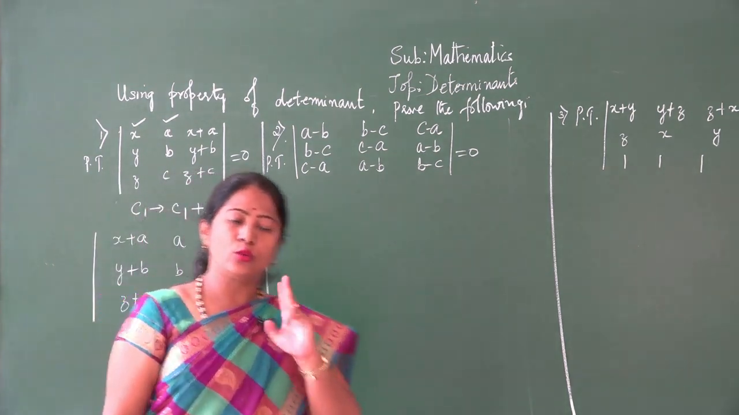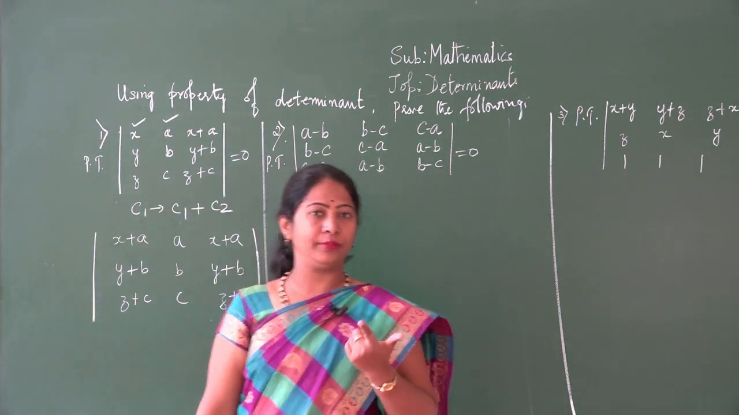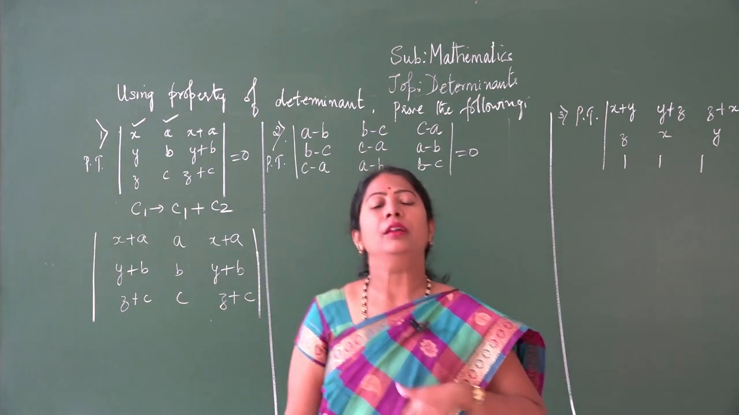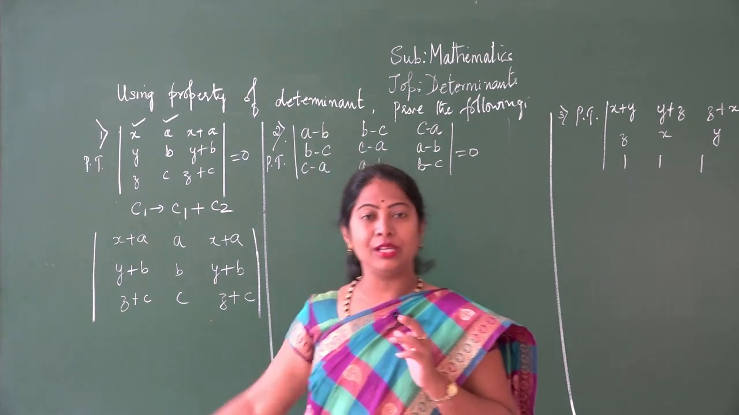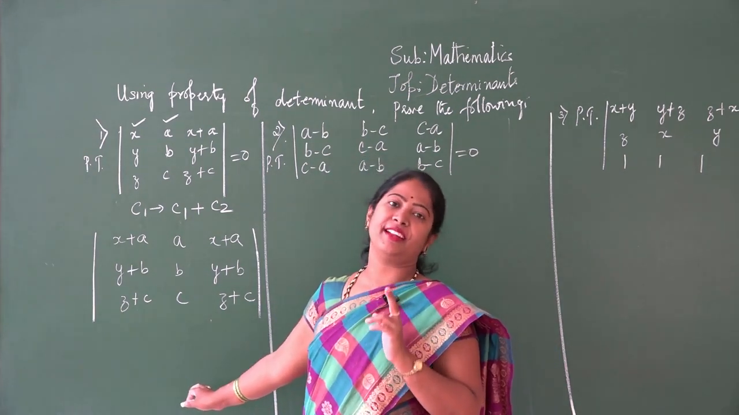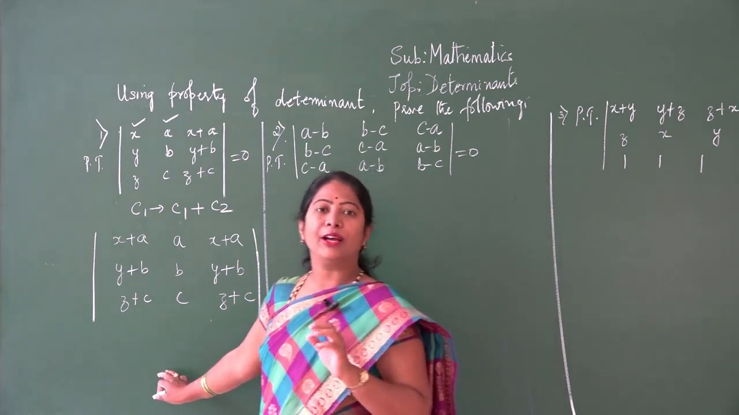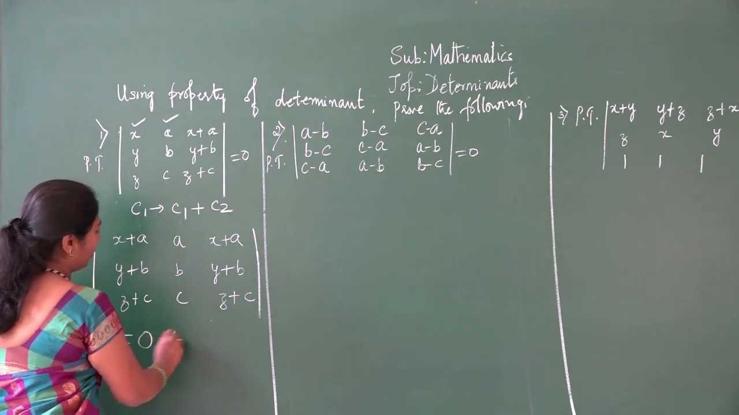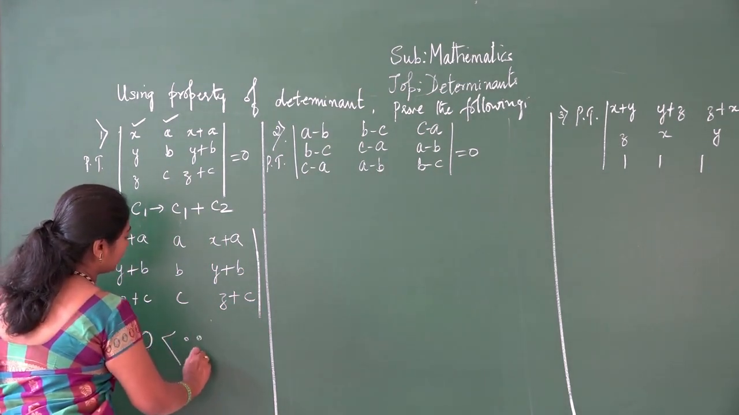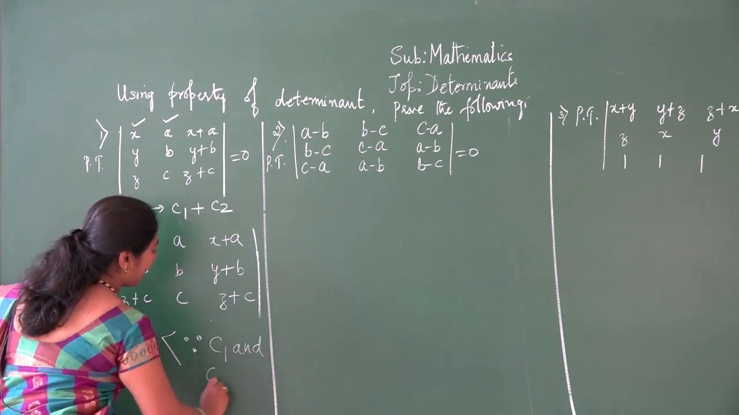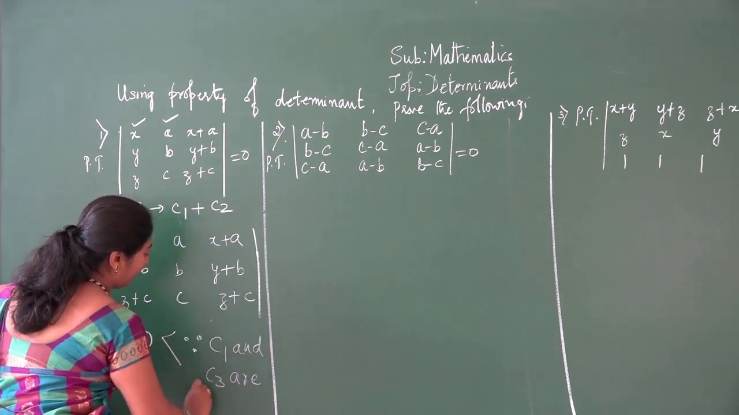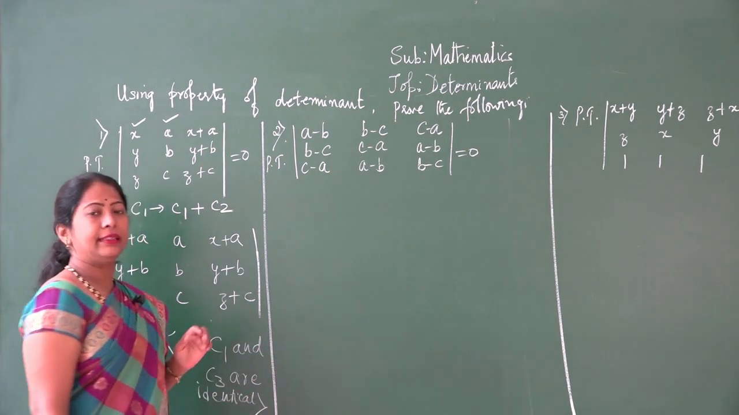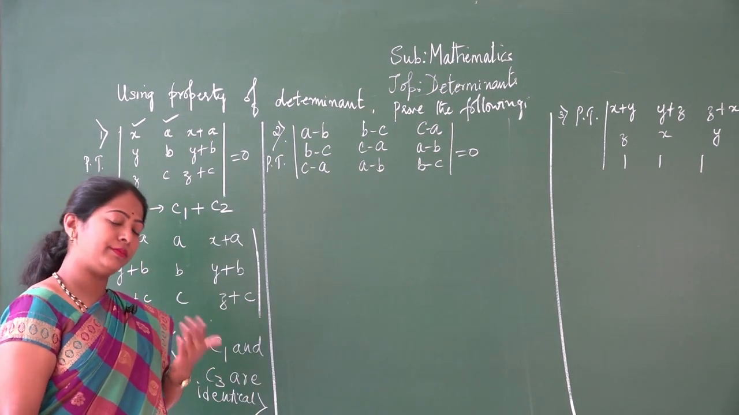Now, can we notice here 2 columns are identical, that is column 1 and column 3. According to the property of determinant, if any 2 rows or any 2 columns are identical, the value of the determinant tends to 0. So, in this problem, column 1 and column 3 are identical. So, we can say that the value of the determinant is equal to 0, because C1 and C3 are identical. Therefore, the value of the determinant tends to 0.